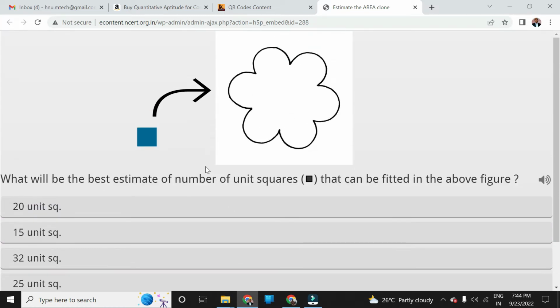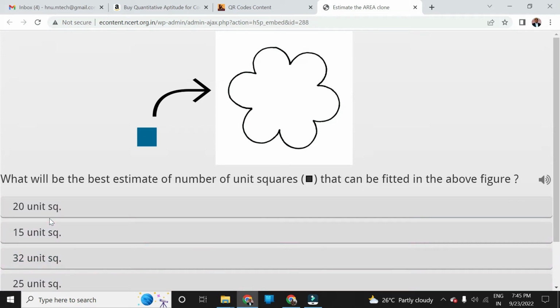So shall I guess how many squares will fit into this? In order to do that, first we have to guess whether it will be 20 or 15 or 32 or 25. So there are three figures, 15, 20, 25. These are all increments of 5, but 32 is a unique one. It is a bigger number, and we cannot expect this bigger number. Out of the available three, it could be any one.